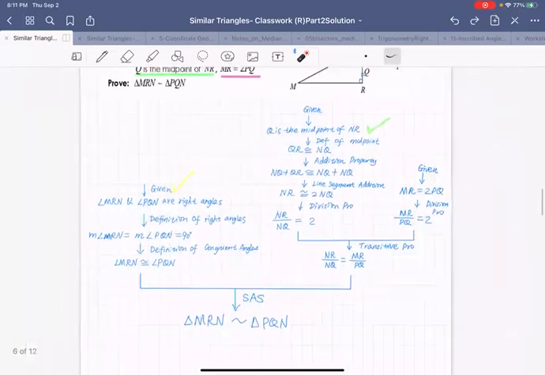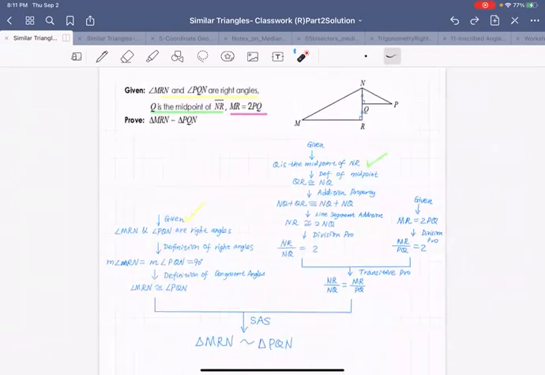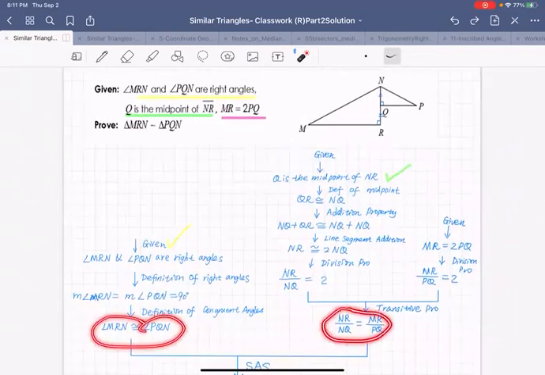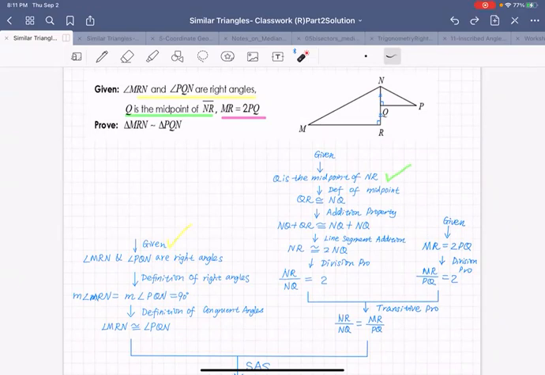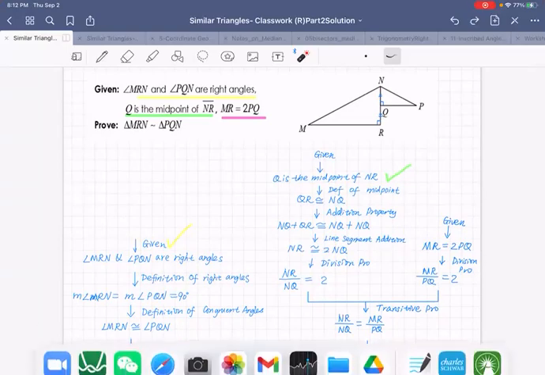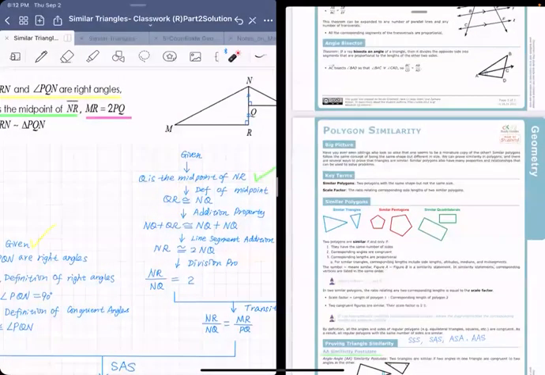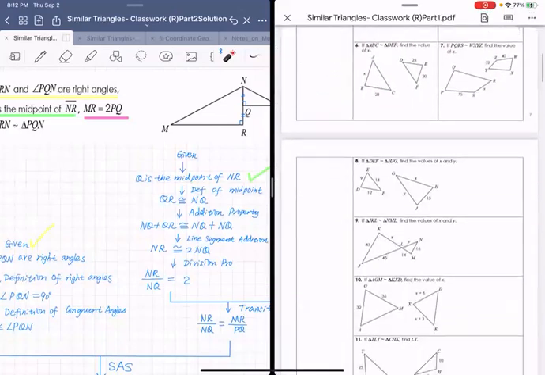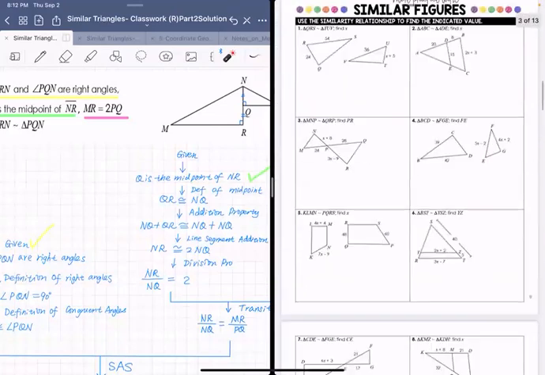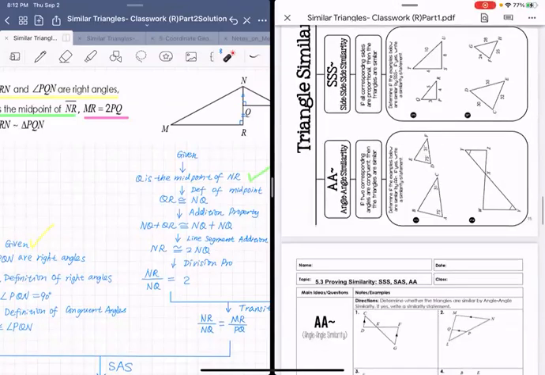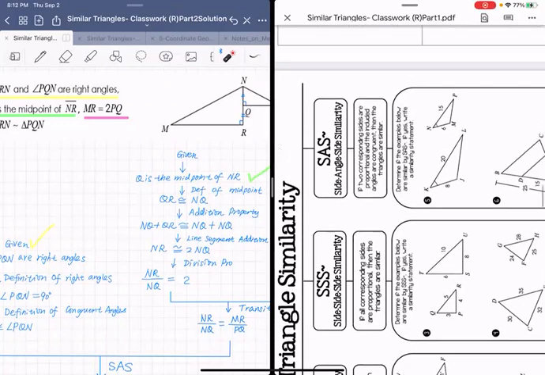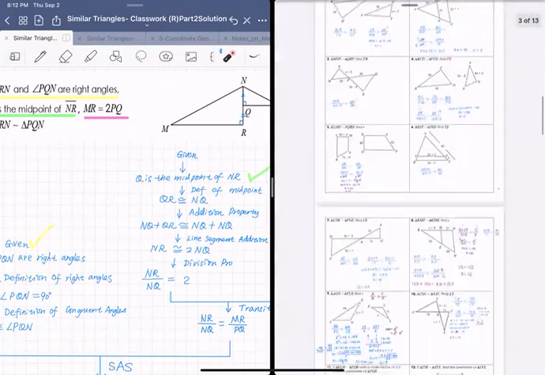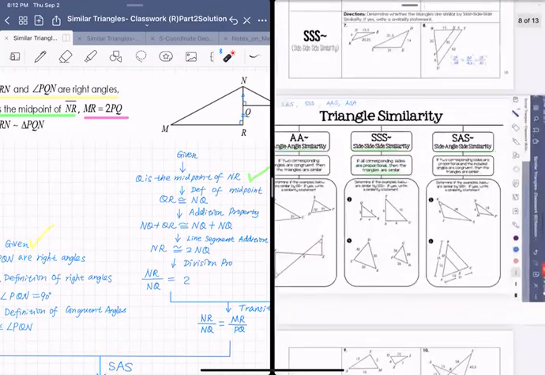Next, look at this. Can you read here and here, please? Angle MRN is congruent to PQN. NR over NQ equals MR over PQ. So it's side angle side. This satisfies everything that we learned last week. Look at this problem definition, okay? SAS, correct? Yes.